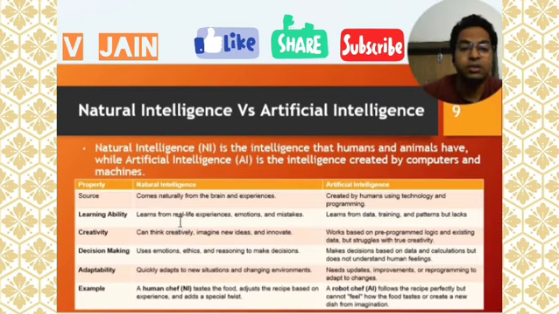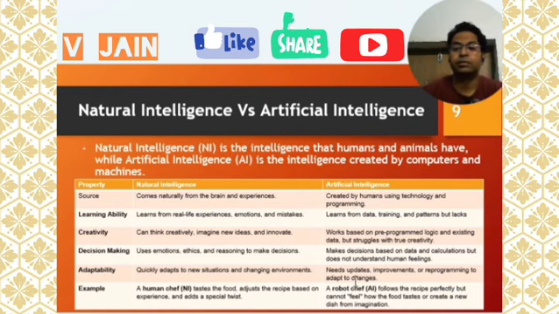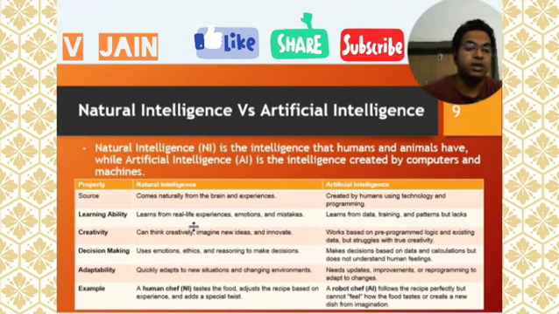Neural intelligence versus artificial intelligence. Okay, so neural intelligence is the intelligence that humans and animals have, while artificial intelligence is the intelligence created by computers and machines. So neural intelligence is real human intelligence. Artificial is machine-made intelligence. These are the differences according to some properties like source, learning ability, creativity, decision making, and adaptability. For example, human self and AI robot self.